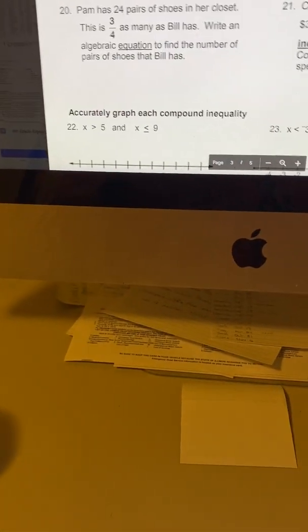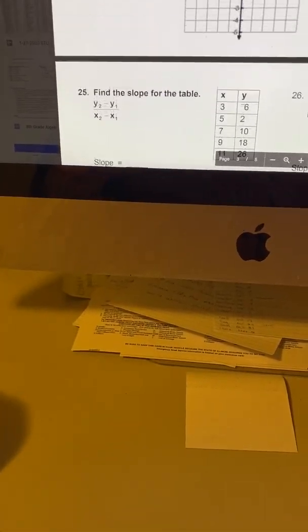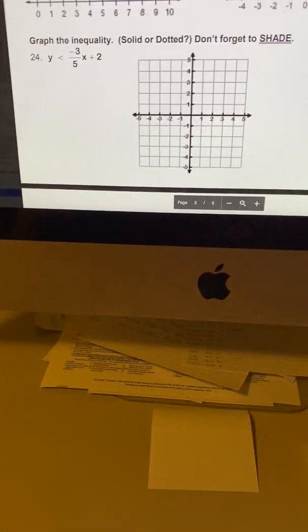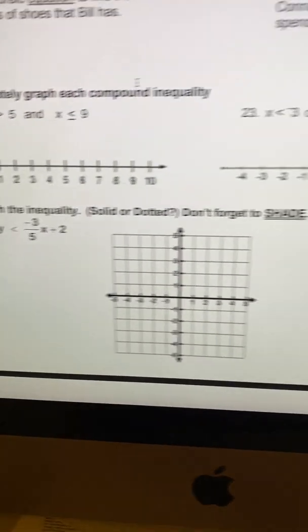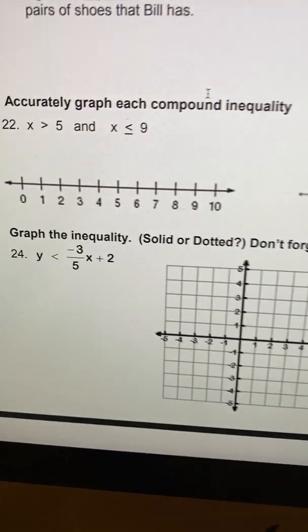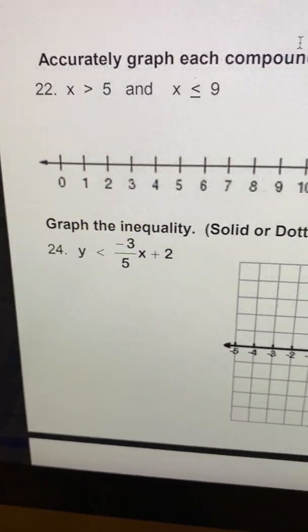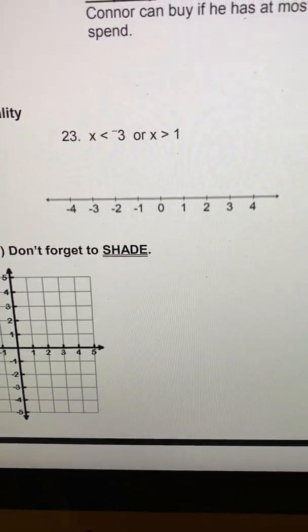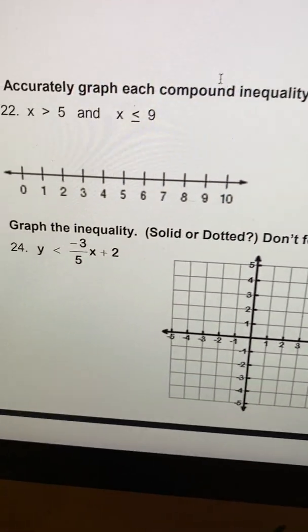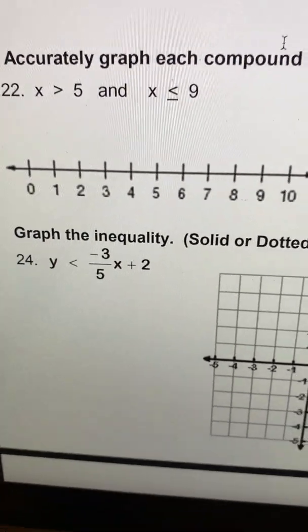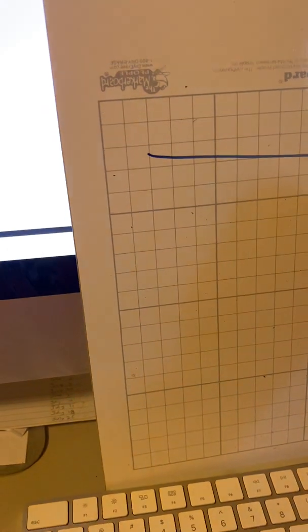Okay? Now, numbers 22 and 23. I'm going to do that just right in here. These are and statements, or statements. And statements, you have to show where they overlap. Or statements, you have to show whatever. It doesn't matter if they overlap. It doesn't matter if they don't. So this one, if I'm going to show this one, x is greater than 5. So if I have my number line, and this is 5, it's just a greater than sign.